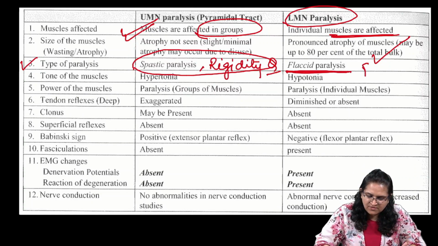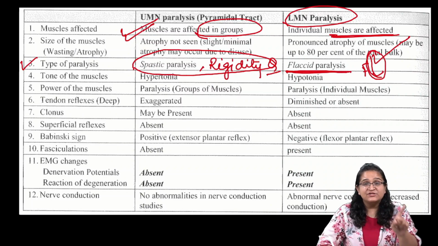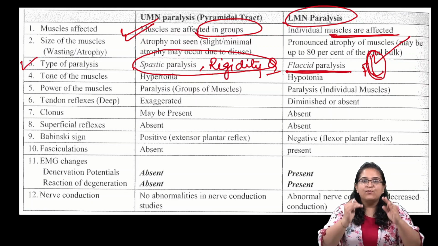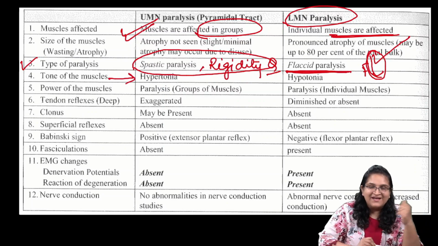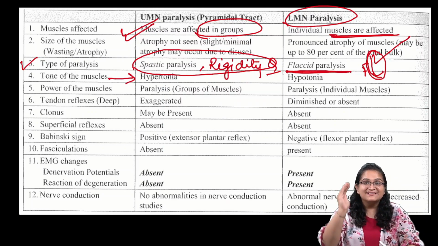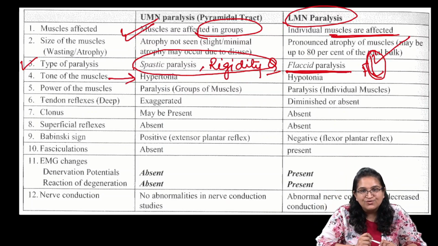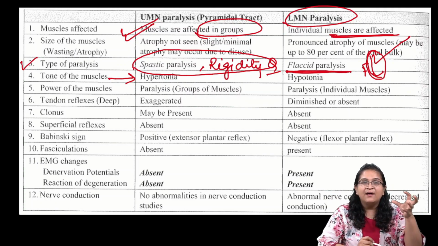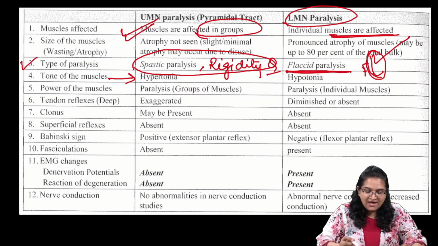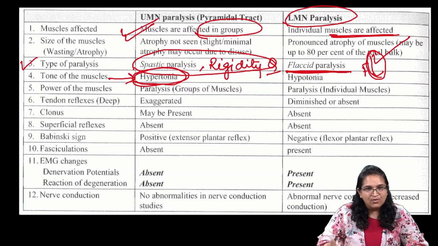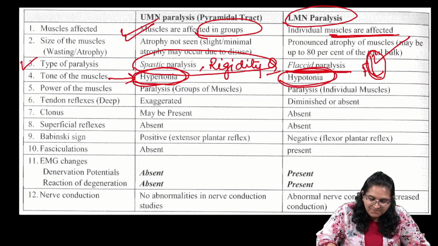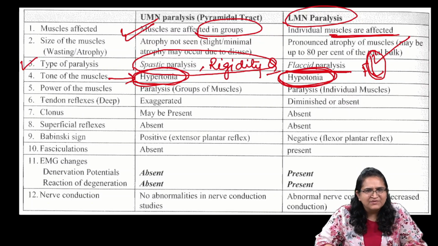So please know, flaccid paralysis is in the lower motor neuron. Whereas rigidity or spastic paralysis is occurring in the upper motor neuron lesion. The power everyone, tone, I told you tone is up in upper motor neuron palsy. So in the upper motor neuron palsy, we have hypertonia. Whereas in lower motor neuron, we have hypotonia. This we learned, right?